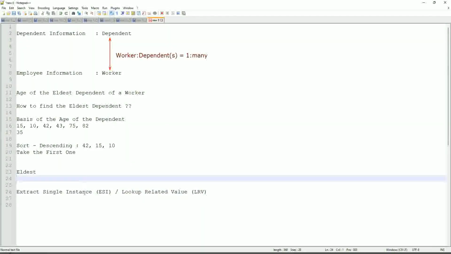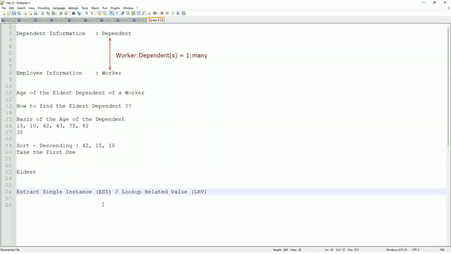This will be a very, very common question. So ESI will allow you to extract the instance of an object from a related business object based on some criteria. That is what ESI is all about. Right. And once you extract the single instance, one particular occurrence of that particular object, then you look up another value related to that using an LRV.